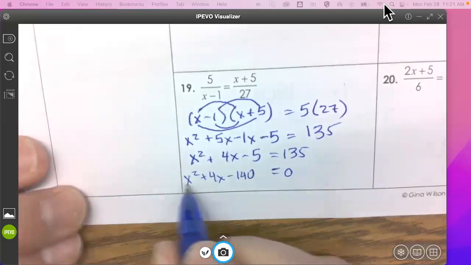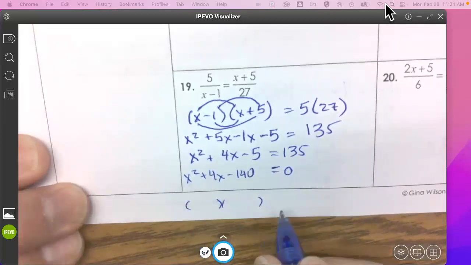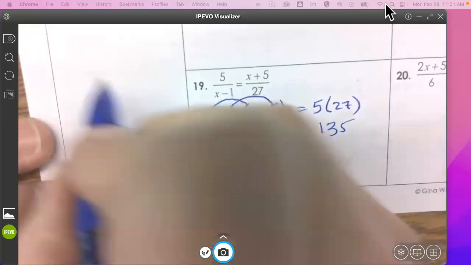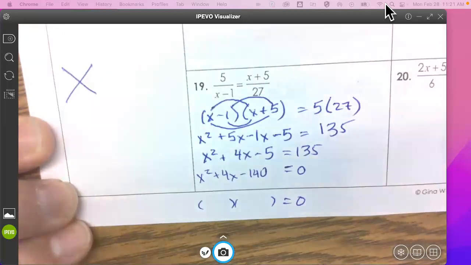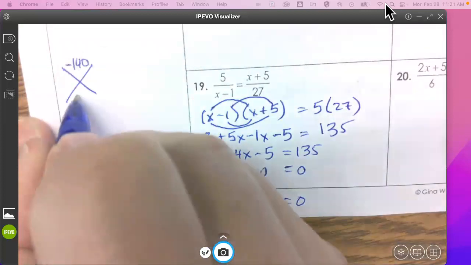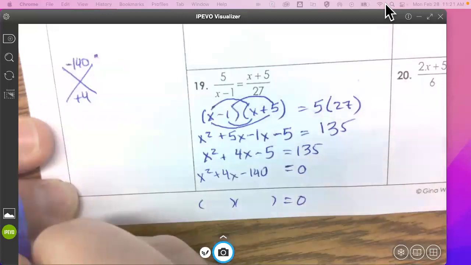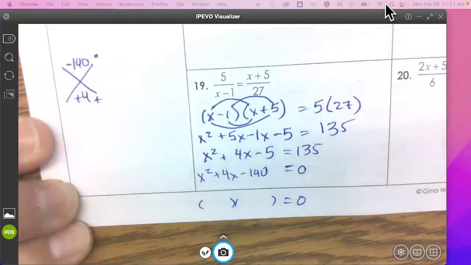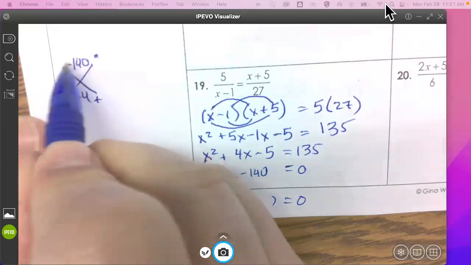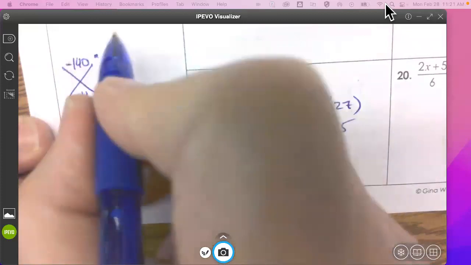Easiest way to do this is somehow turn this into a product of two binomials. The trick we use for that is our diamond method. I'm going to put -140 on top. I'm going to put +4 on the bottom. Looking for two numbers that multiply to make -140, while at the same time add to make 4. Because this is a negative, one's going to be positive, one's going to be negative. Therefore, this is really the difference between those numbers.